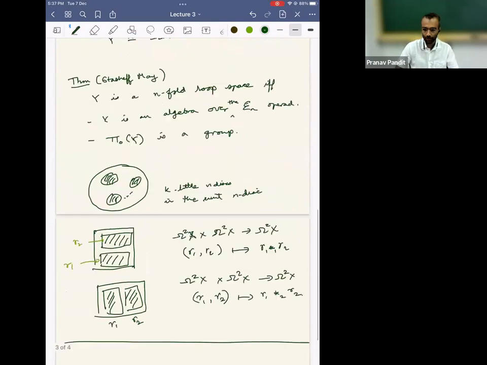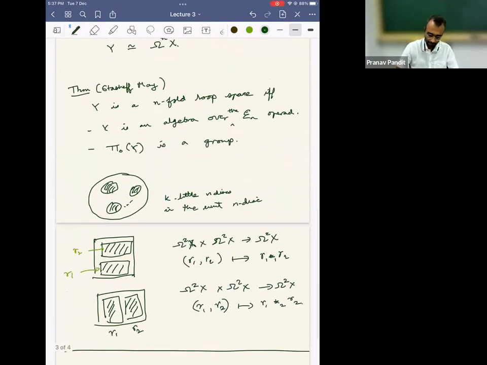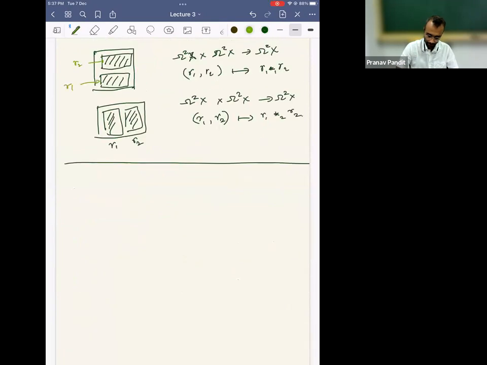Now I just want to talk a little bit about a different delooping machine, Segal's delooping machine. So this is another way to decide if a space is a loop space, and this will be important when we talk about models for higher categories.